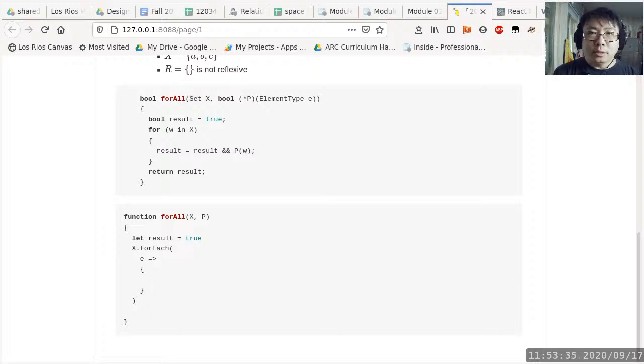So for each element of X, I'm going to say result is result and P of e. There's no special thing that we need to do if P is a callback function, which can be anonymous or not anonymous. I would apply that function P to whatever e is bound to for that particular iteration. And then when this is all done, I just have to say return result. So this is forEach. The top one, what you see here, is kind of pseudo C, C++ code. This one here is actual JavaScript code.